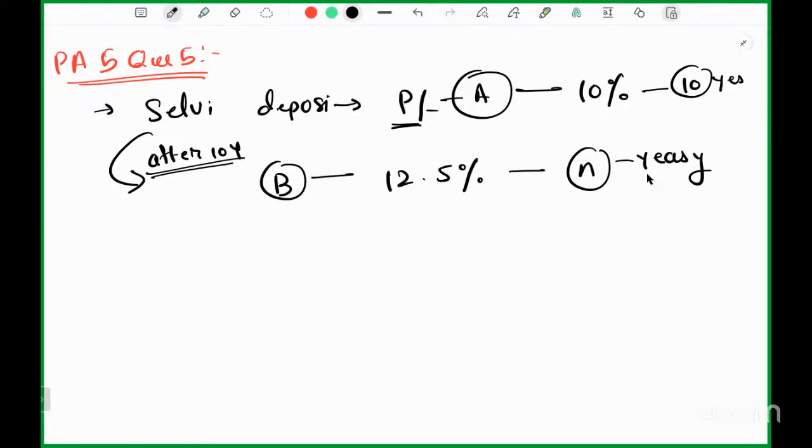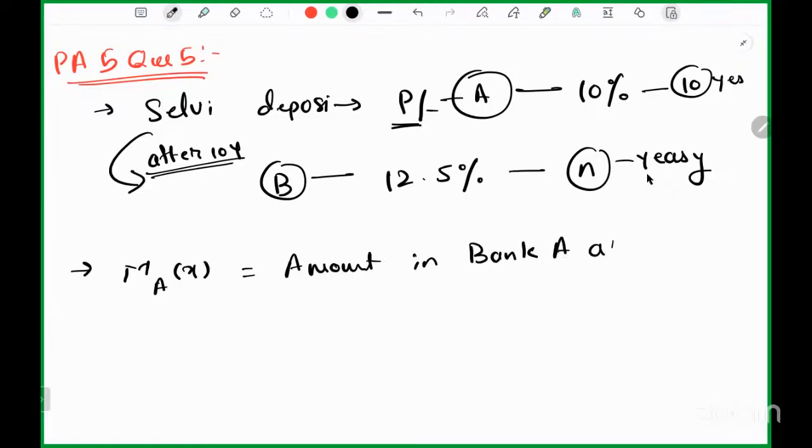Now here it says that MA of X represents the amount in the salvage account after X years of deposit in bank A. So that means here we have two functions. One is MA of X, which represents the amount in bank A after X years, right?